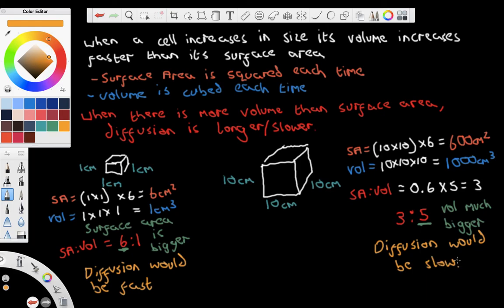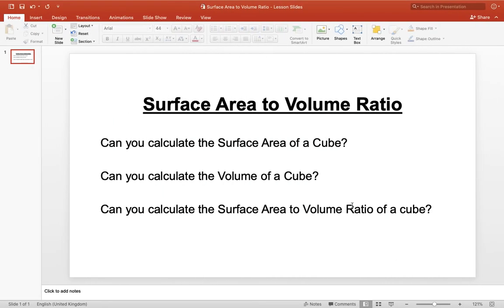Right then. You should now be able to calculate the surface area of a cube, you should be able to calculate the volume of a cube, and you should be able to work out the surface area to volume ratio. Till the next lesson, please take care.